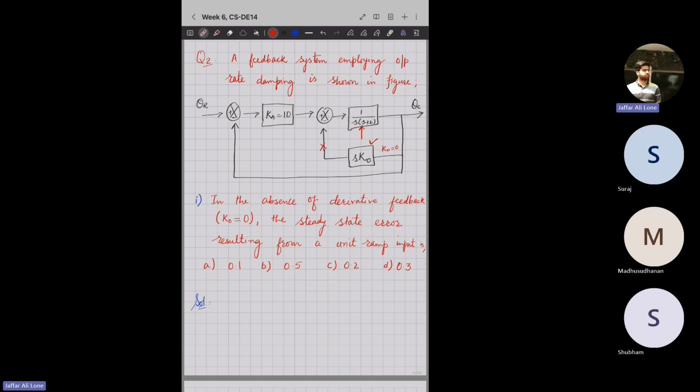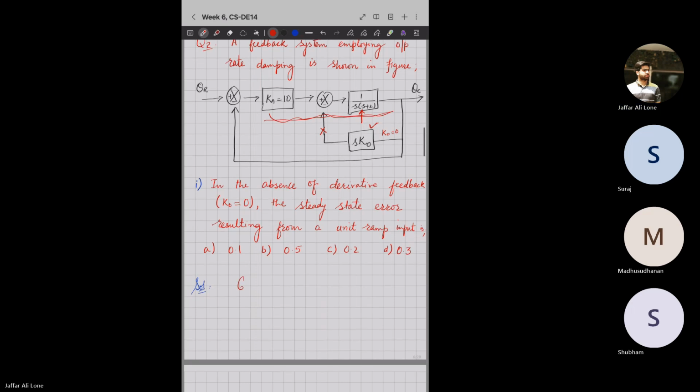Now what do we have to find? We have to find the steady state error when there is no feedback. So when there is no derivative feedback, let's assume this term is not there, then this transfer function reduces to something. What will our g of s, h of s be then?